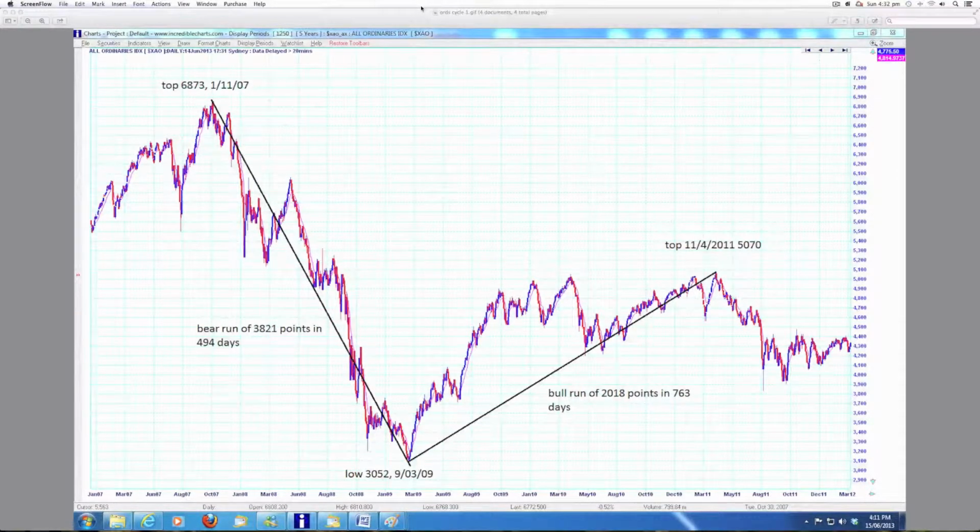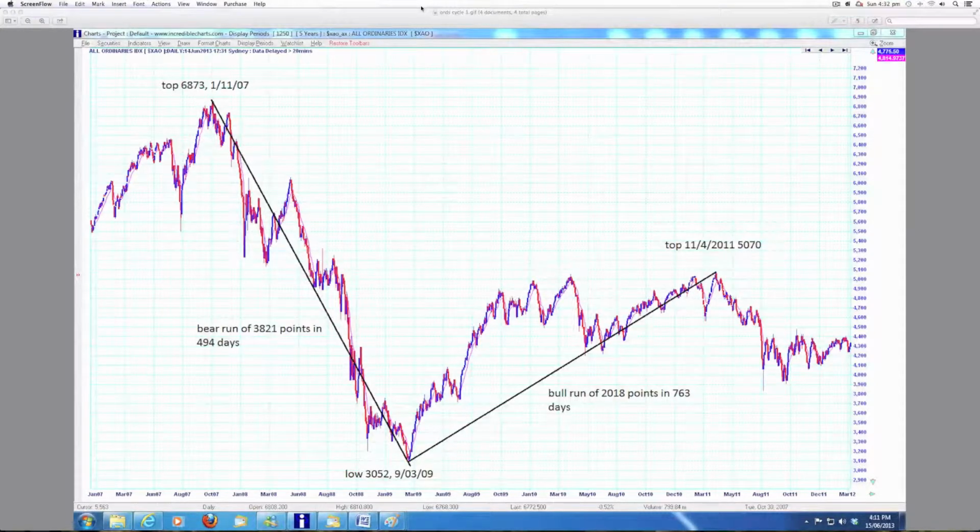From that low, we had a bull run of 2,018 points up in 763 days to the top, which was 5,070 in April 2011. So please write these numbers down. They're very strong numbers and they're going to give you very, very tradable points to look at in the future.